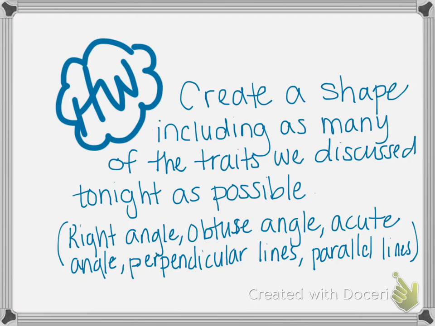It does not need to be a regular geometric shape like a square or a triangle. It could be an irregular shape that you've created yourself. But I want you to include as many of these traits as possible and label them accordingly. So a right angle, an obtuse angle, an acute angle, perpendicular lines, and parallel lines if possible. As many as you can. We will share those in class tomorrow, and as always, post questions if you have them.